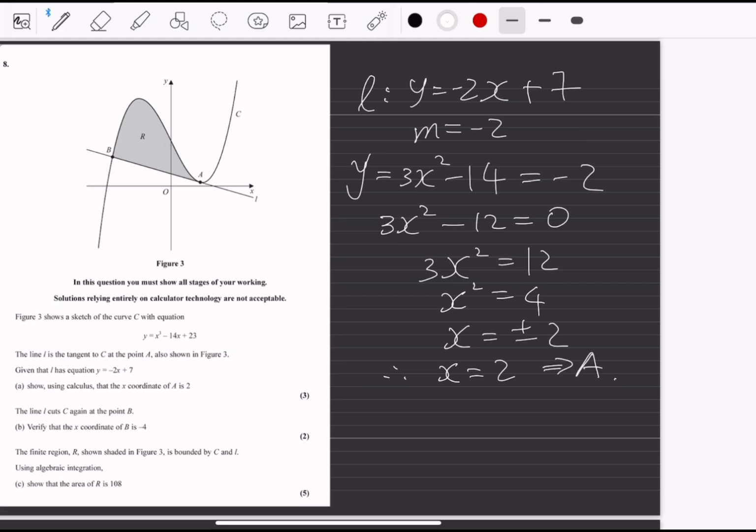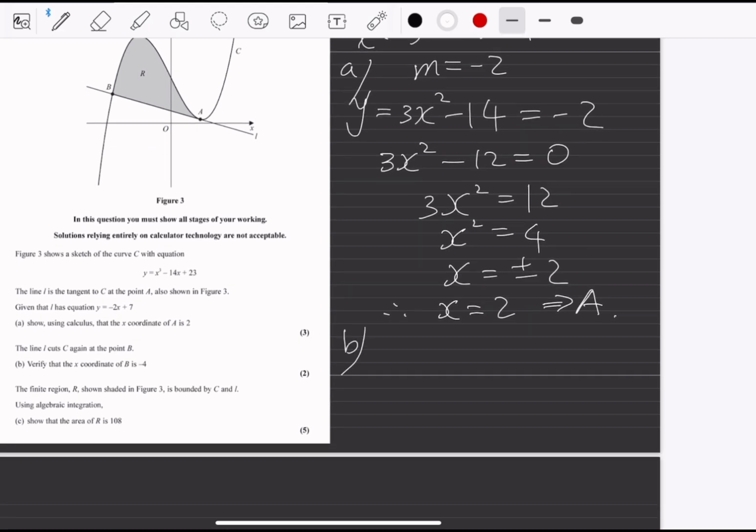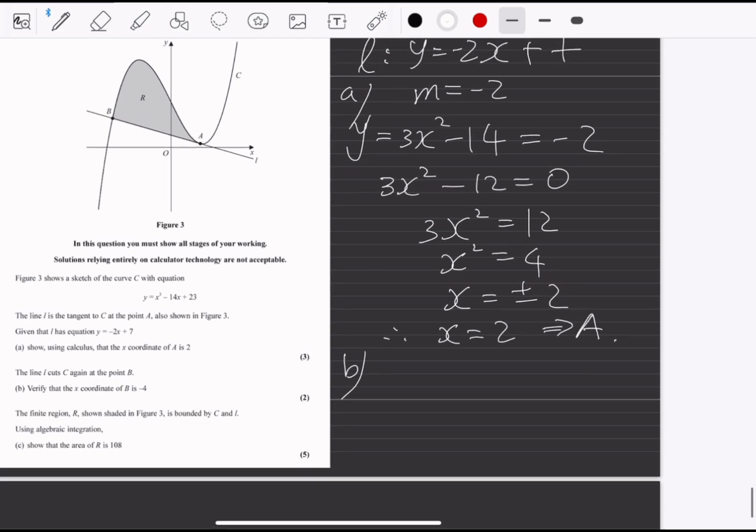Okay, that finished part A. So how about part B? Verify the x-coordinate of B is minus 4. Then we need to plug the L equation into the curve C equation. That means for y, we replace it with minus 2x plus 7. Minus 2x plus 7 equals x cubed minus 14x plus 23.